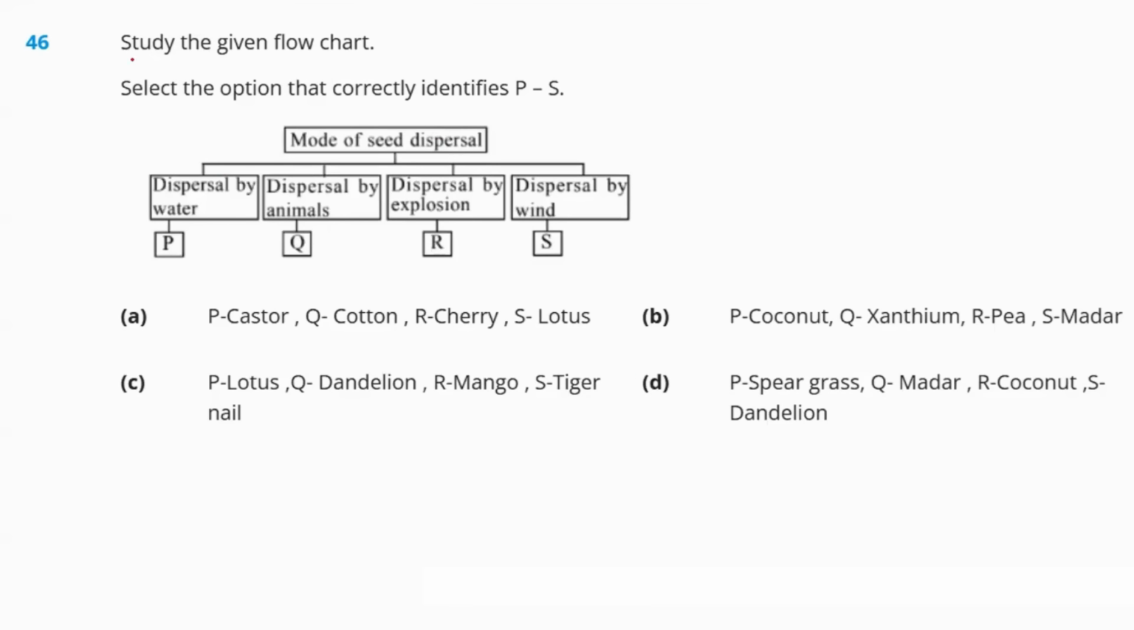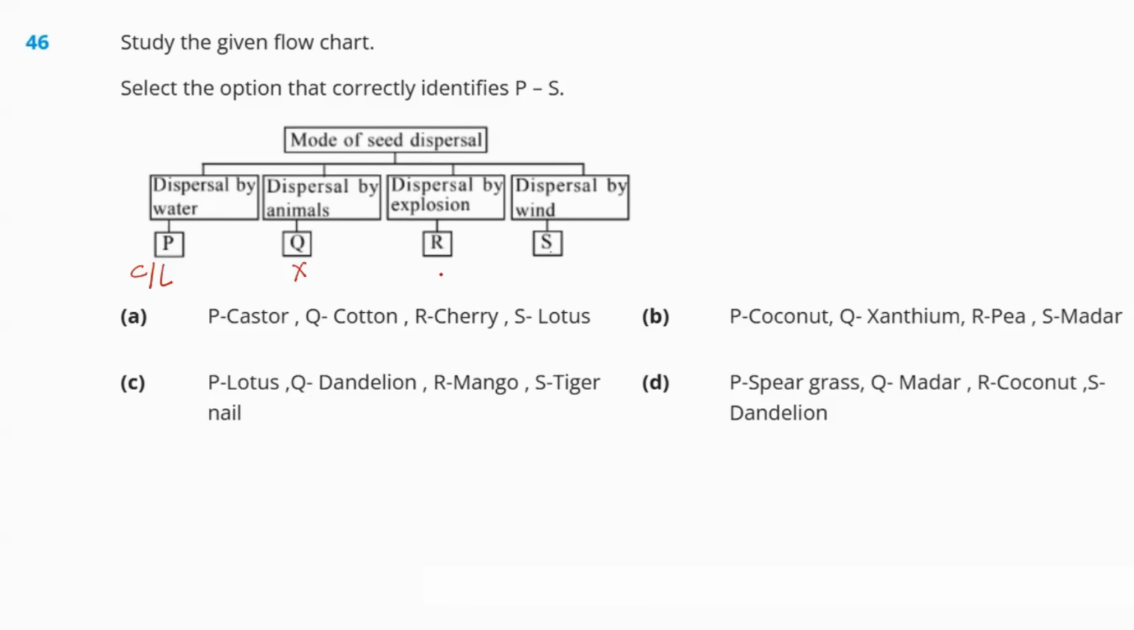Okay, so question 46, study the given flow chart, select the option that correctly identifies P to S: dispersed by water, dispersed by animals, dispersed by explosion, dispersed by the wind. So everybody, it would be coconut or lotus. Dispersed by the animal, it would be xanthium.